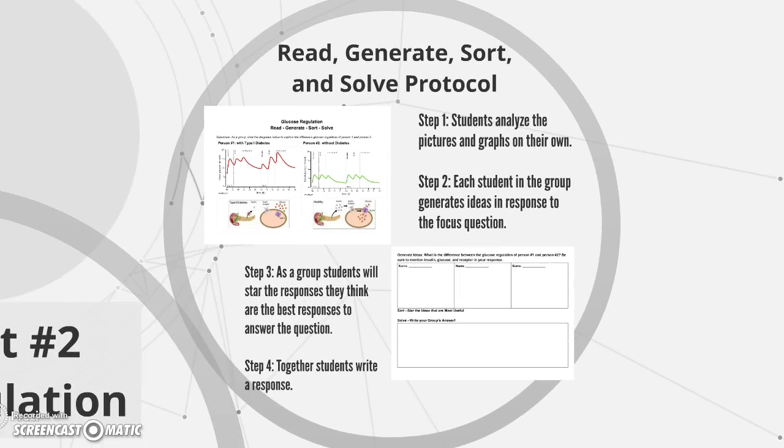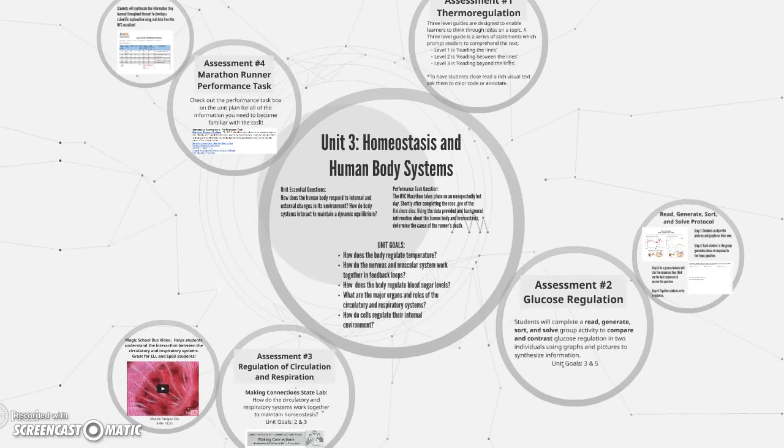In this chunk, you can use the group learning routine of read, generate, sort, and solve. Students will independently look at data, a graph and a picture, and then collaboratively compare and contrast the glucose regulation in 2 individuals. Remember to go back to the marathon runner performance task at the end of this chunk and give students time to discuss and revise their hypothesis again.